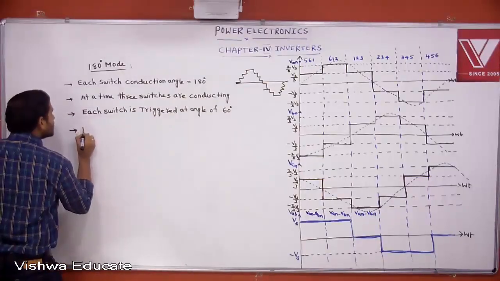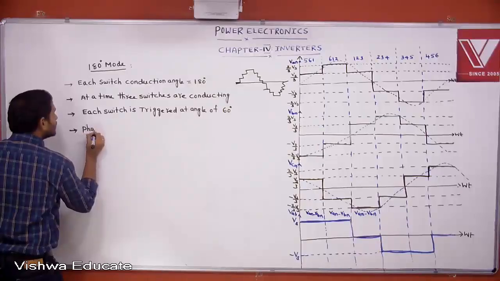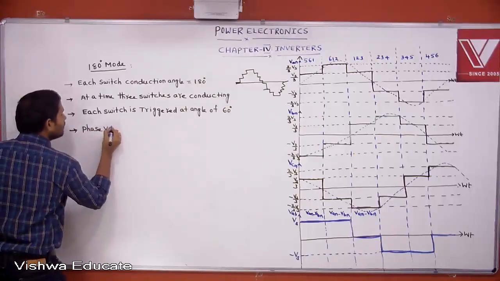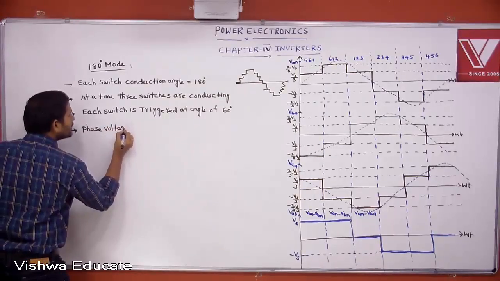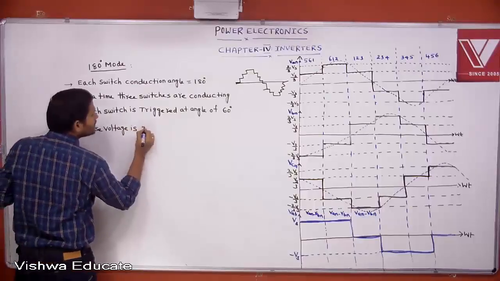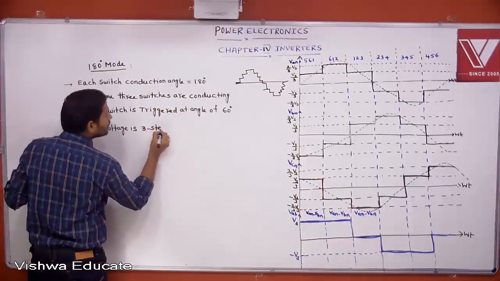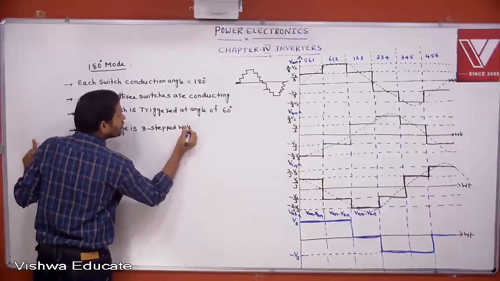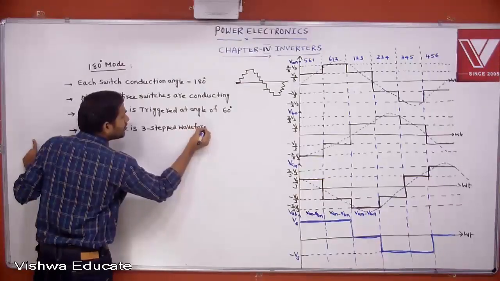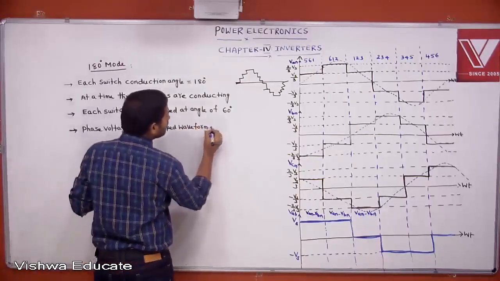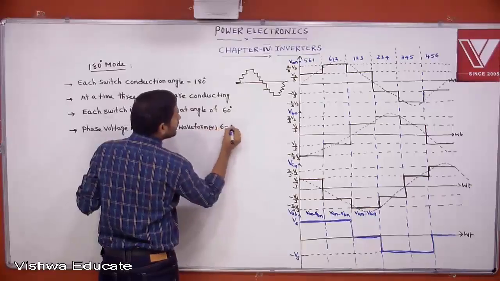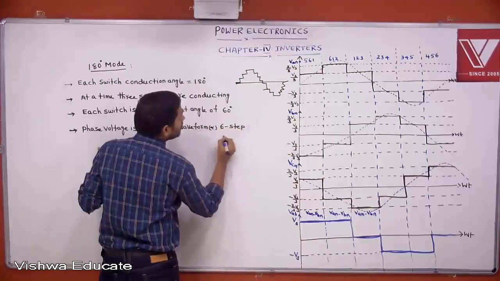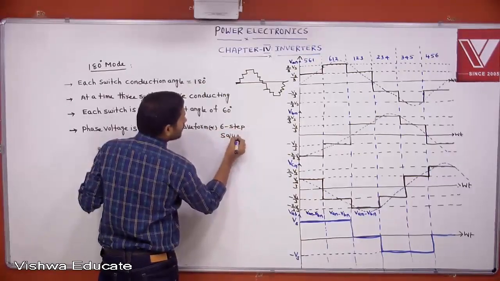Phase voltage is a 3-stepped waveform. The shape I am telling is a 6-step square waveform.